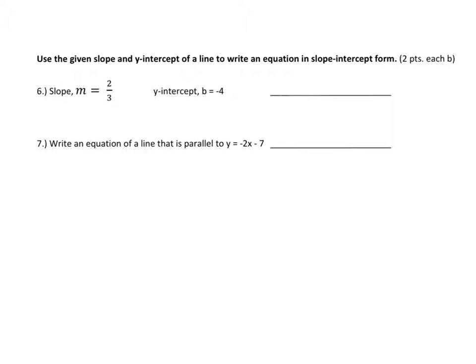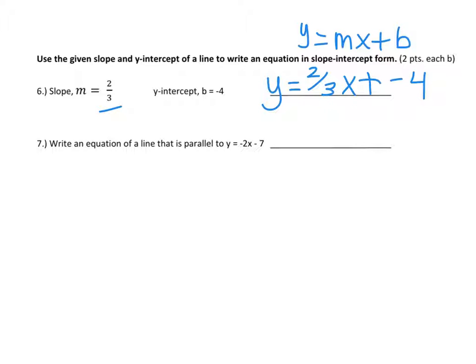For question 6, use the given slope and the y-intercept of a line to write an equation in slope-intercept form. Slope-intercept form means y equals mx plus b. So we just have to fill in the m and the b in the equation. The m is given to us, so I take out the letter m and put in 2/3 x plus b, and the b is -4. And that's all there is to it. Fill in the m and fill in the b.